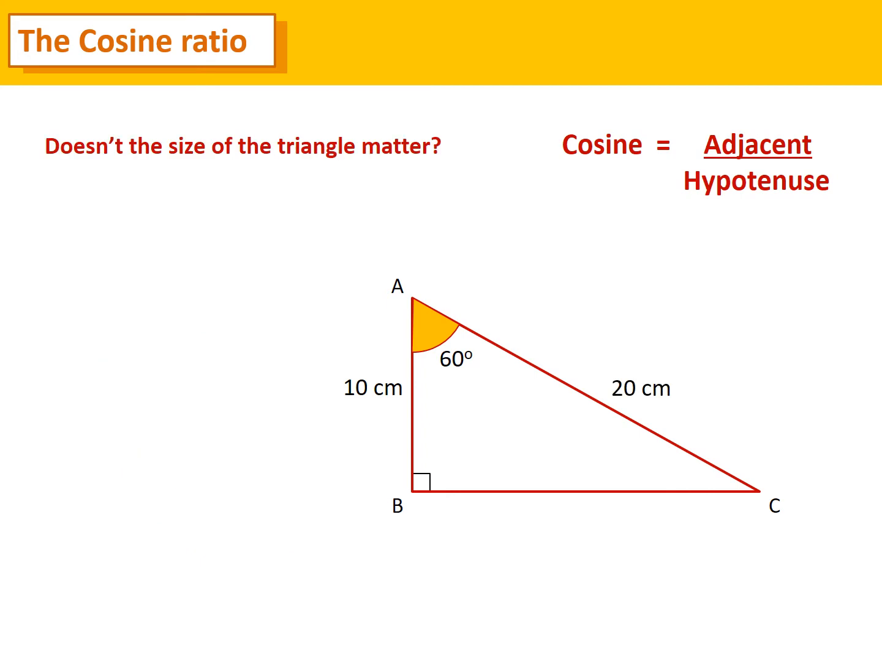You could be forgiven for thinking that these ratios, the cosine ratio, depend on the size of the triangle. And the answer to that question is no, it doesn't. It depends entirely on the size of the angle.